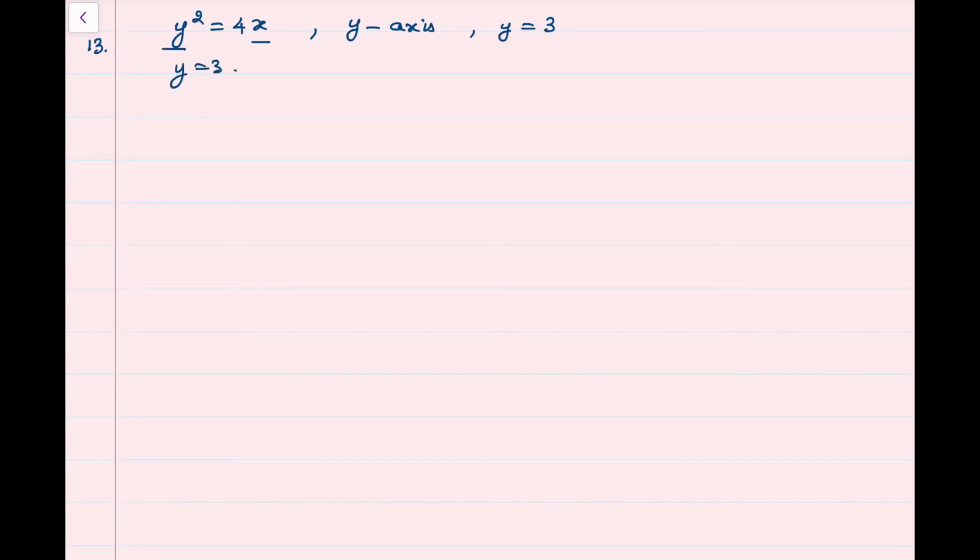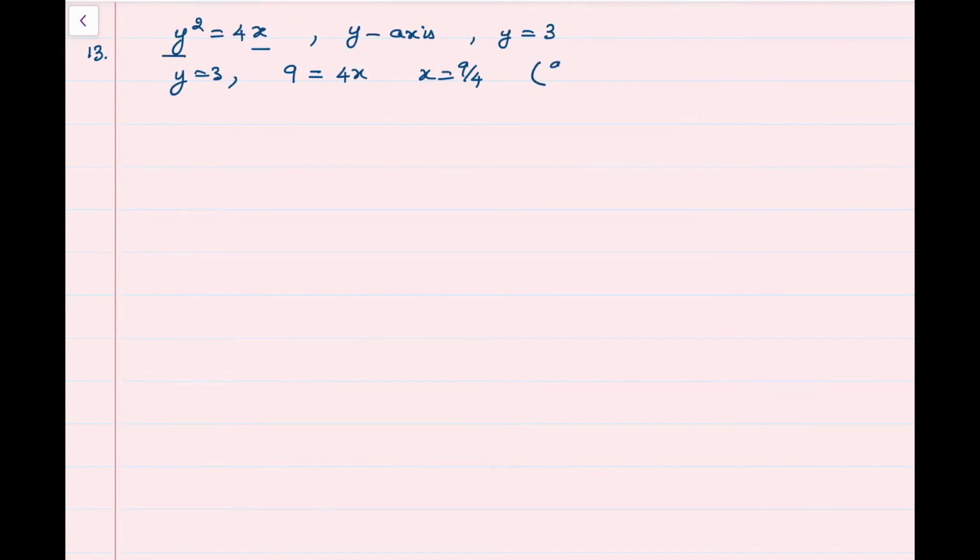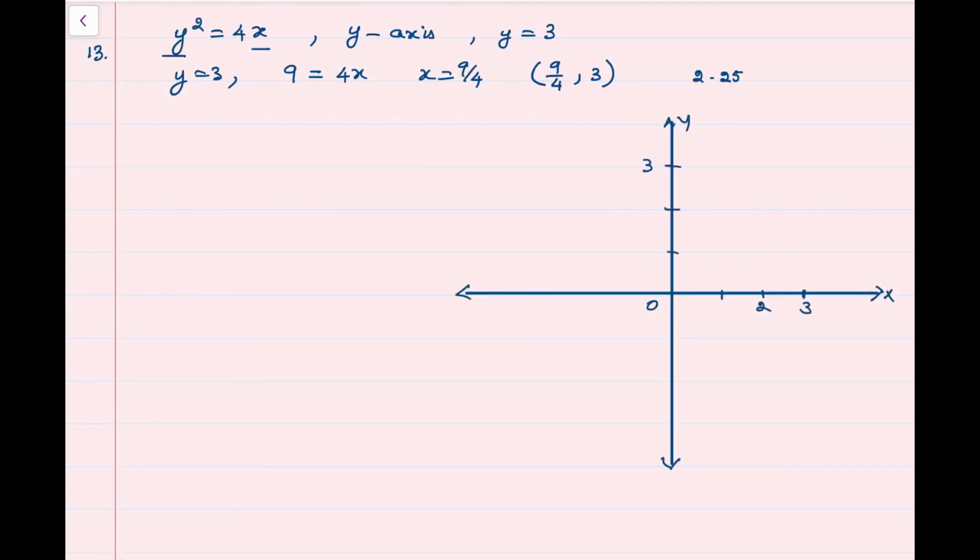If y is 3, 9 is equal to 4x. So x will be 9 divided by 4. Therefore, the point of intersection is 9 divided by 4, 3. And 9 divided by 4 is 2.25. 9 by 4, 3 will be here.